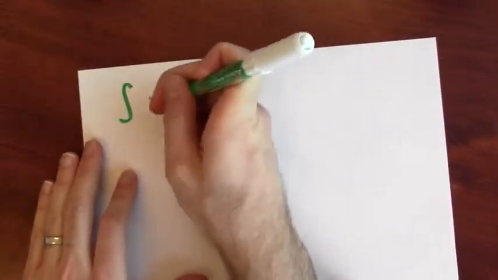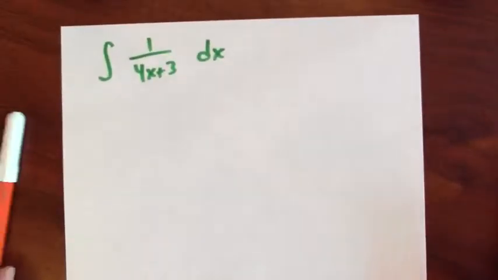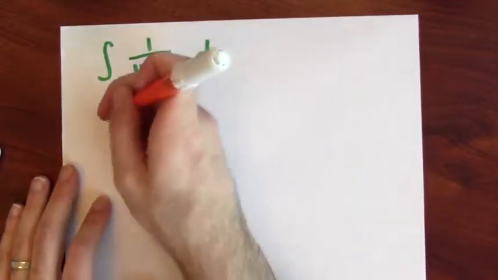We already know how to integrate, and by integrate I mean anti-differentiate, some fractions. For instance, here's an anti-differentiation problem. Let's anti-differentiate 1 over 4x plus 3 dx. And I could do that with a u substitution. We have to choose what u should be equal to.